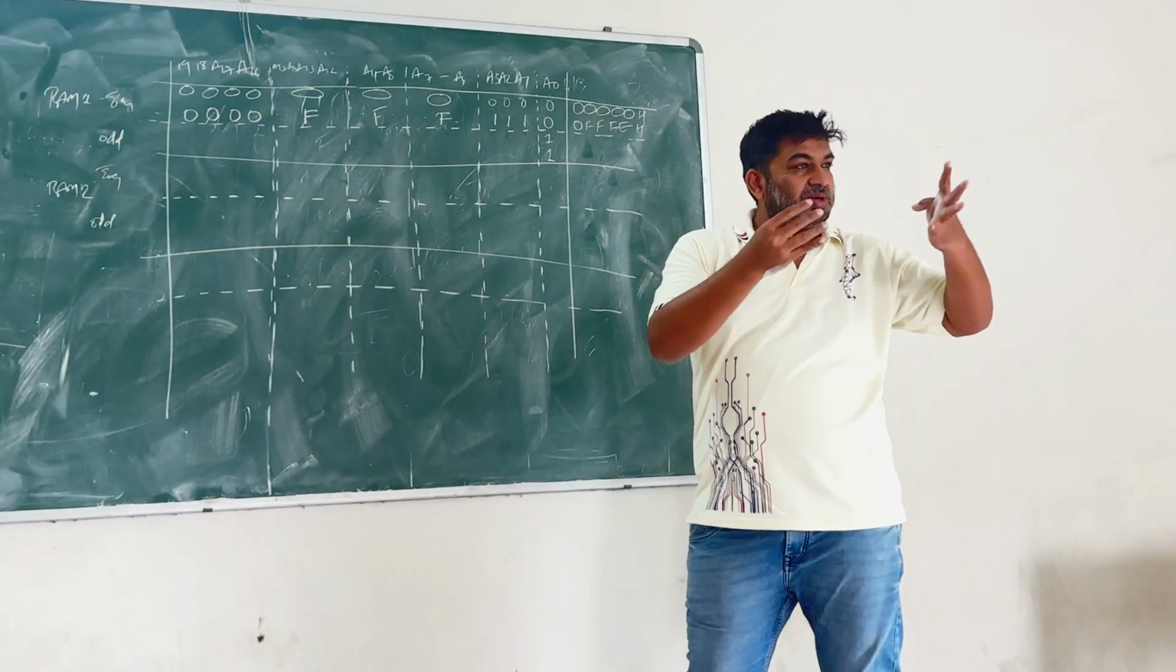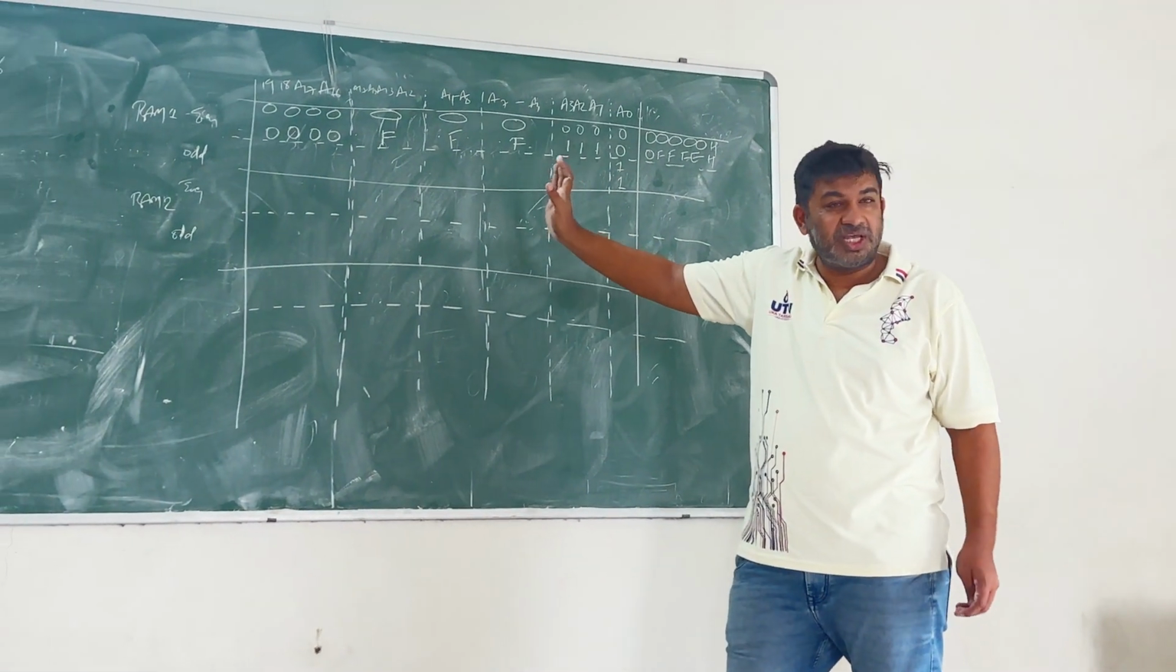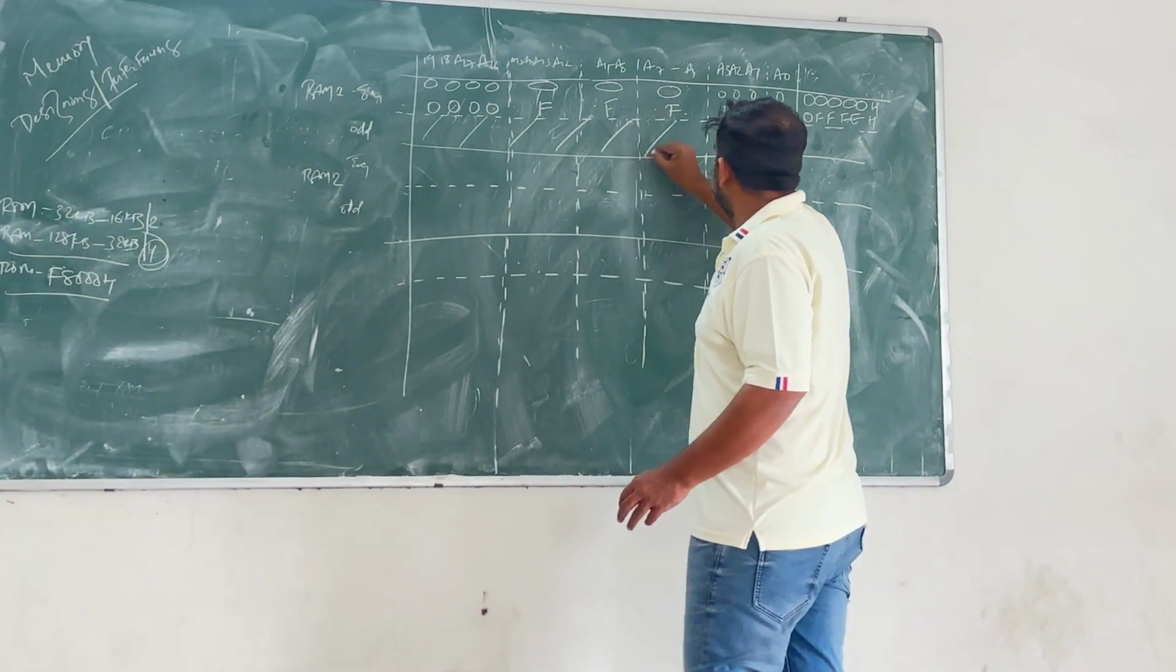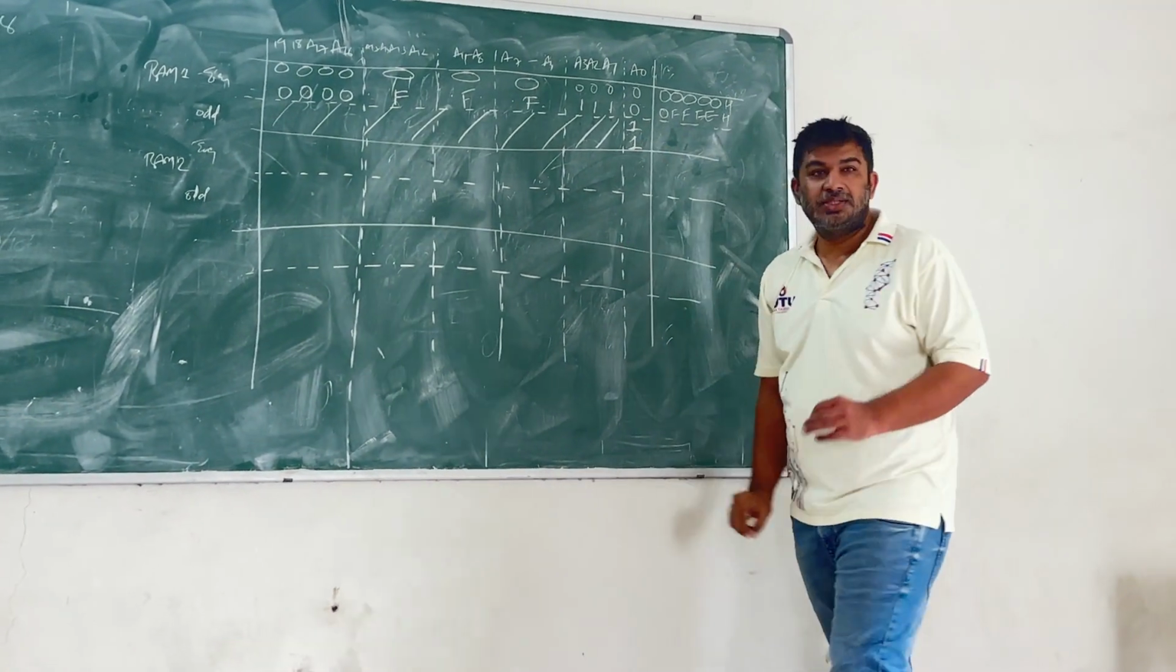What is the difference between the odd bank and the even bank? Only the A0 bit. Everything else remains the same. So everything will remain the same for the odd bank. Only this A0 bit will get changed.